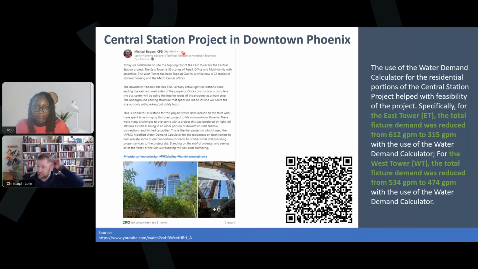So for the residential spaces, the water demand calculator was used to reduce the overall peak GPMs. So in the East Tower, which was the taller of the two, it went from 612 down to 315. And for the West Tower, the total fixture demand flow rate was reduced from 534 GPM down to 474. So not as drastic, but still, and that was in part because there were fewer residences in the West Tower. But this was one that was highlighted by the design professional, Michael Rogers with Henderson Engineers.